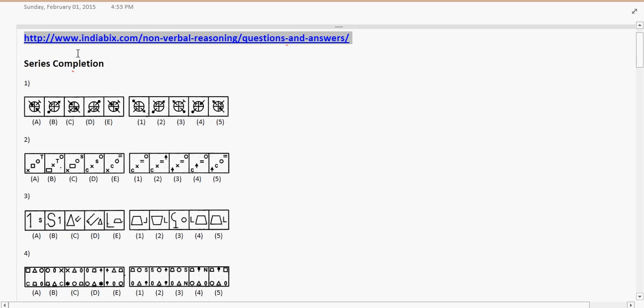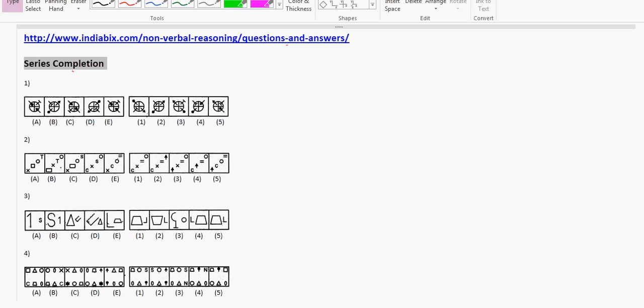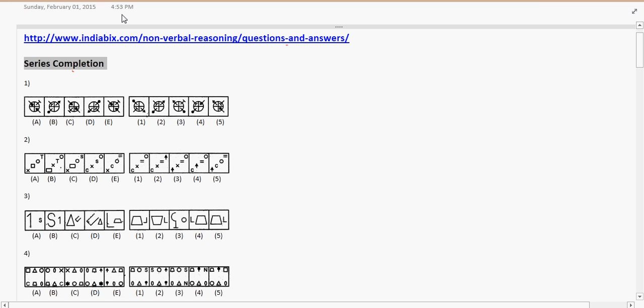The first type of questions is the series completion. So there would be 5 or more figures which are given, and then you have to find which of these options follows these figures. So there has to be a certain pattern which you have to identify and then mark the answer choice. Let's go to question number 1.